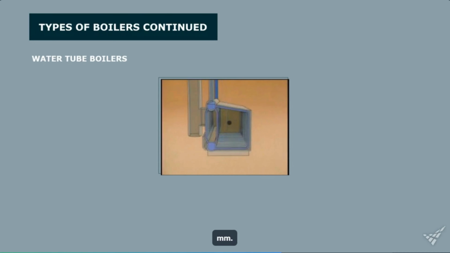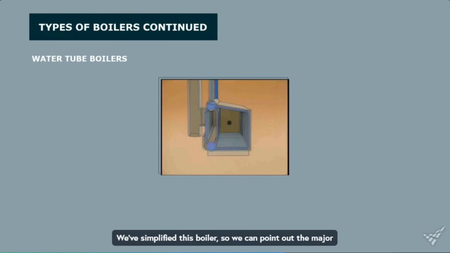We've simplified this boiler so we can point out the major components in a water tube boiler, and we've cut away half of it so you can see more clearly how it operates. This particular boiler consists of a series of water tubes and 2 drums. The basic function of the drums is to distribute water to the water tubes. However, each drum has additional functions that will be covered later on in your training.